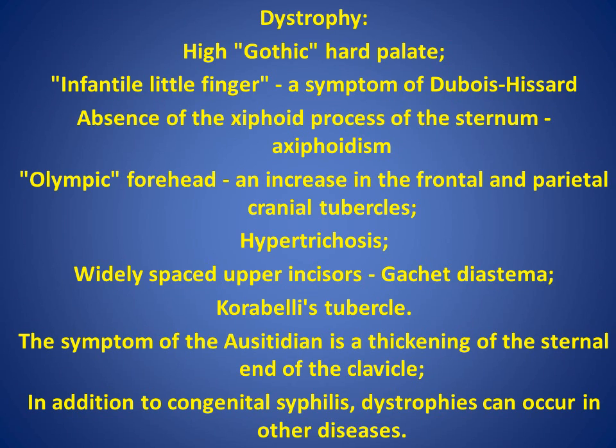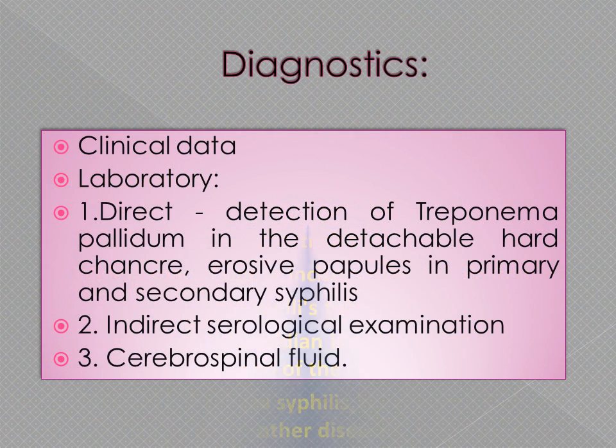In addition to congenital syphilis, dystrophy can occur in other diseases. Diagnosis of syphilis. First, clinical data and laboratory direct detection of Treponema pallidum in the discharge of hard chancre, erosive papules, and primary and secondary syphilis. Second, indirect serological examination. Third, cerebrospinal fluid.